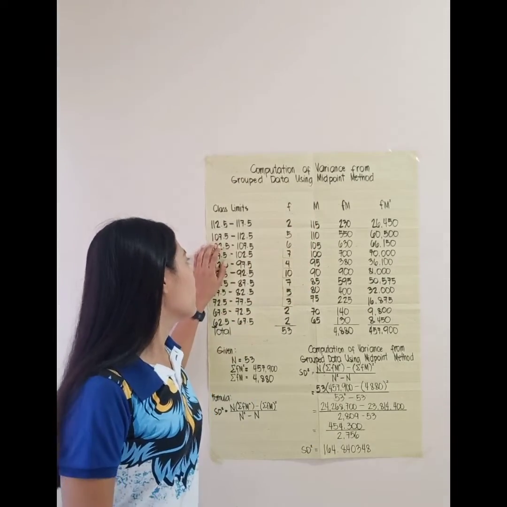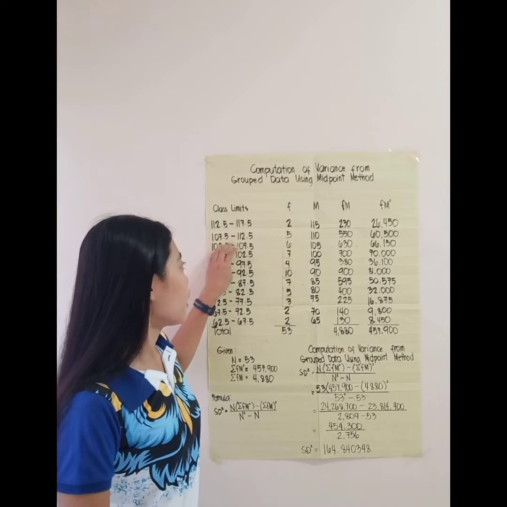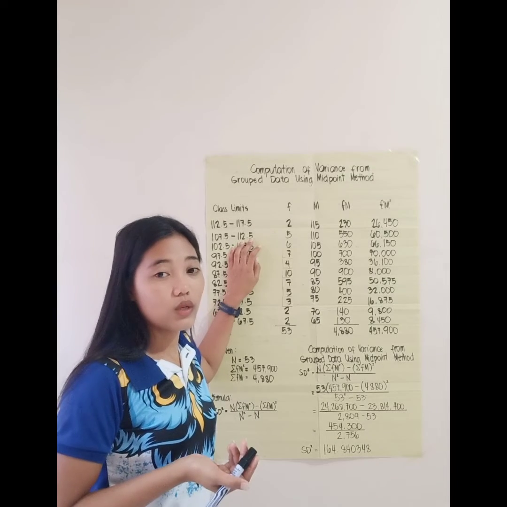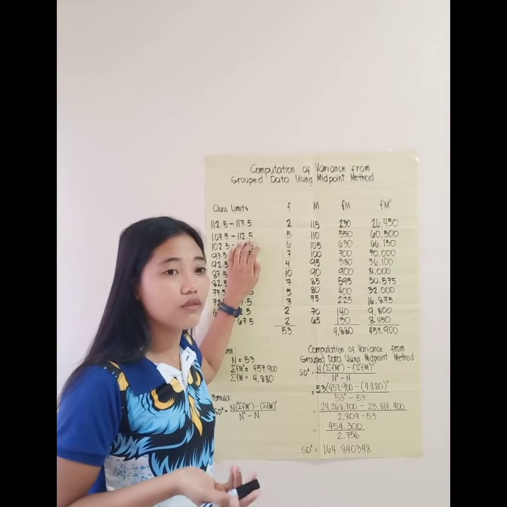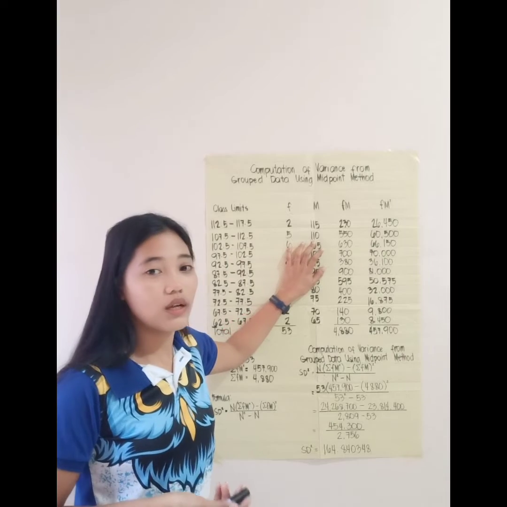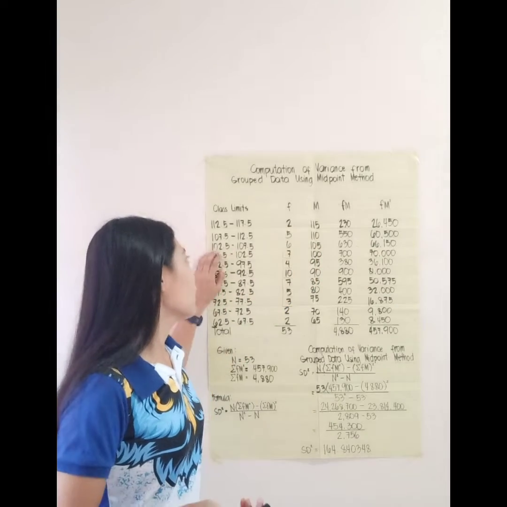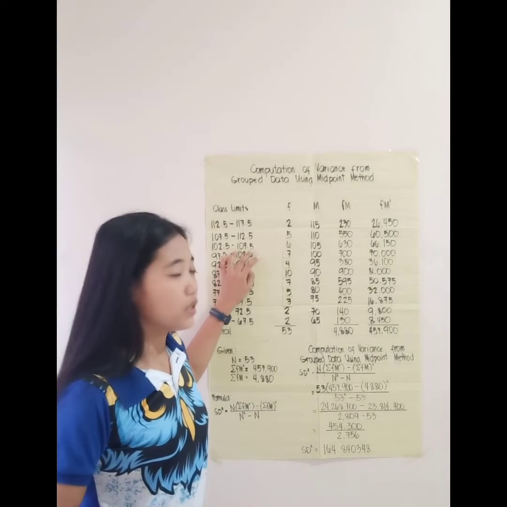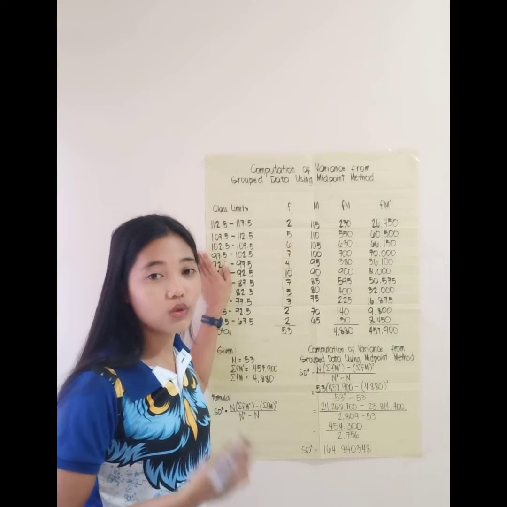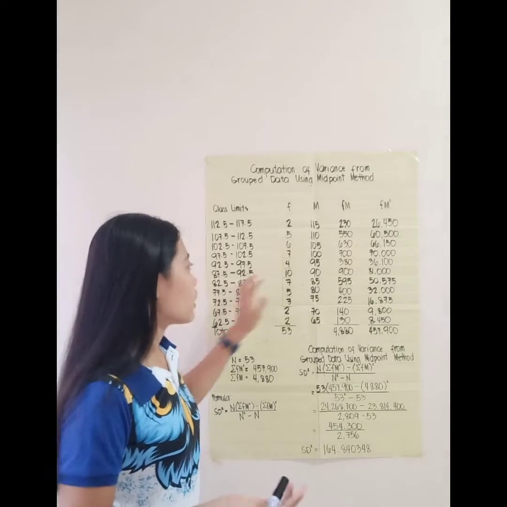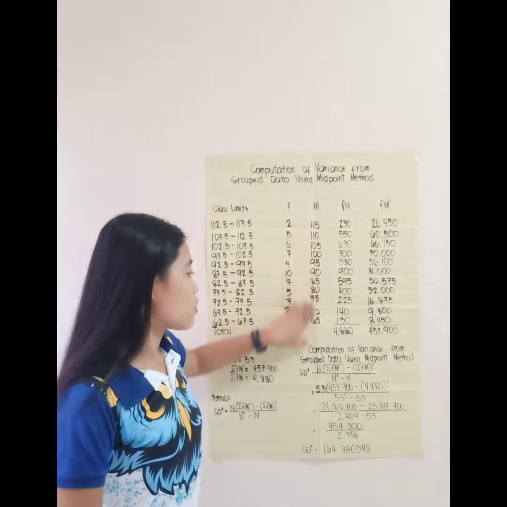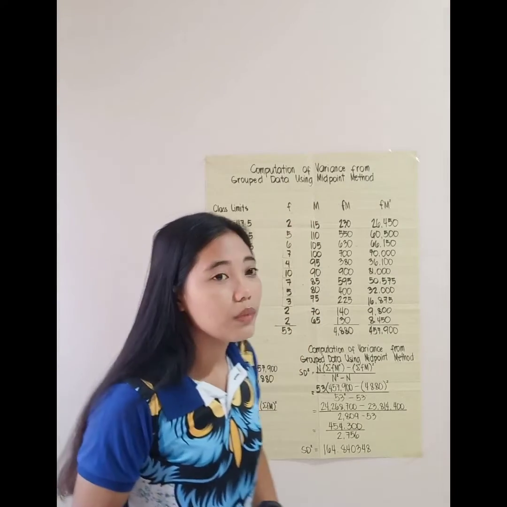Next, 107.5 plus 112.5 is equal to 220. 220 divided by 2, the result is 110. Okay, next. 102.5 plus 107.5, the result is 210. So 210 divided by 2, the result is 105. And so on and so forth. Okay, let's apply our first step now.